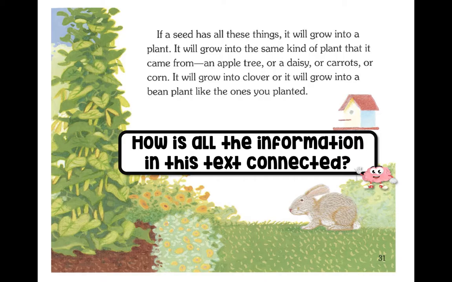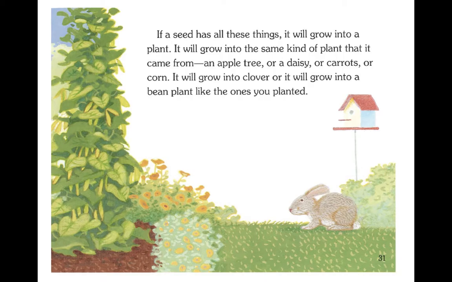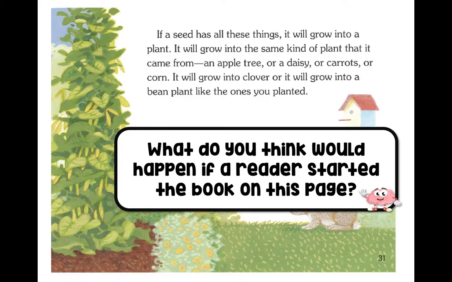Yeah, the first sentence says, if a seed has all these things, it will grow into a plant. Well, where do we learn about all these things it needs? Yeah, earlier in the text. And then if we have all the things it needs, it's going to grow into the plant, right? So this part of the story is telling us, hey, all the things we've learned about, if we add it all together, now we're going to grow it and we're going to end up with the plant that we're looking for. Excellent connection.